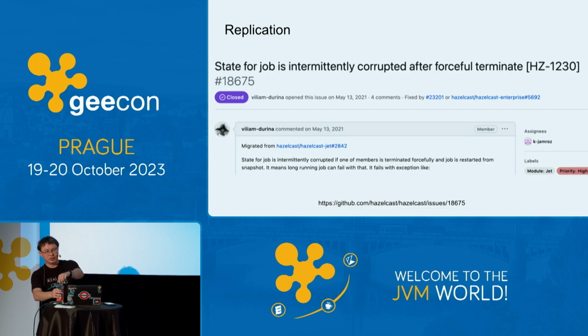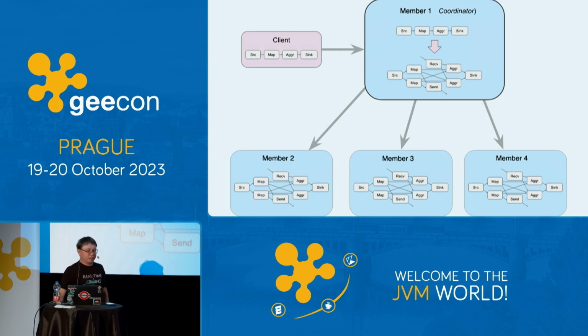In replication, one of the tickets was that the state of a job is corrupted after one of the members was forcefully shut down. So what is a job? What is the state of the job? A job belongs to our real-time platform processing engine.